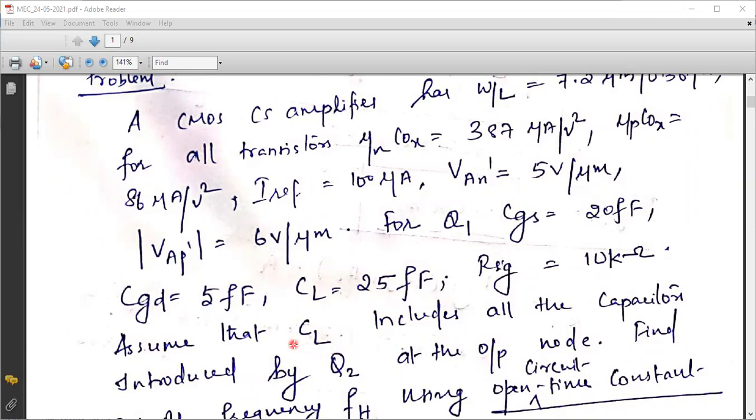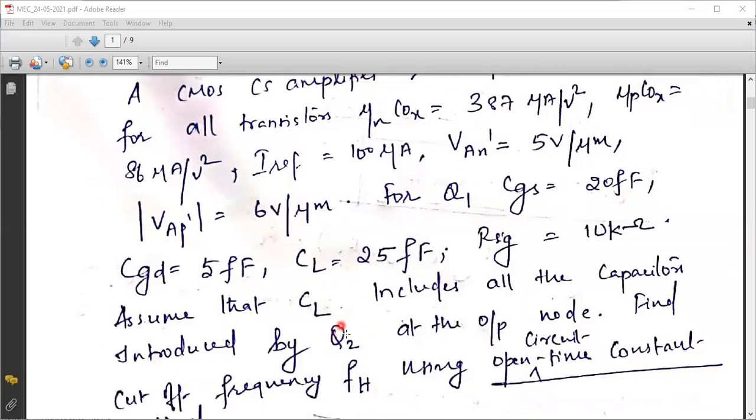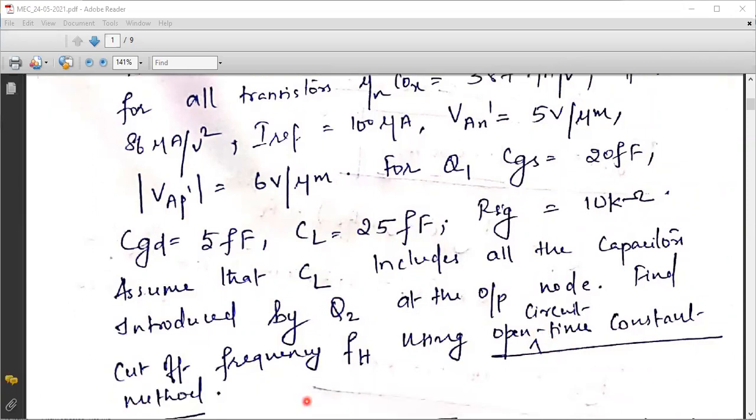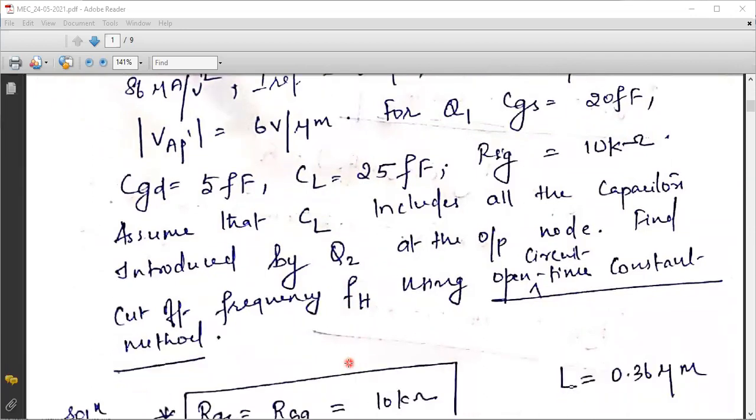And it is assumed that this load capacitance will include all the capacitances introduced by Q2. Q2 is your load transistor. So all the junction capacitances inside this Q2 will come under CL. So if CL is 25 femtofarad, it is understood that we have taken all the junction capacitances of Q2 into our consideration. So accordingly, we need to find the value of tau H and further fH. So let us start.